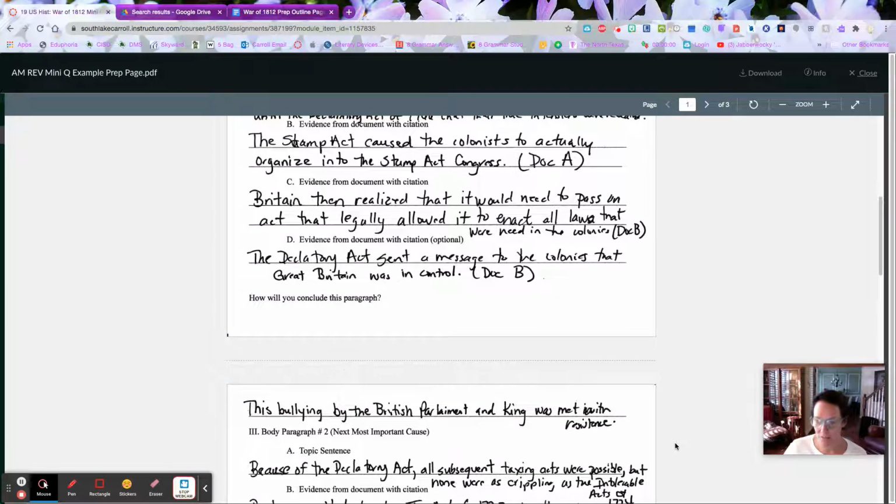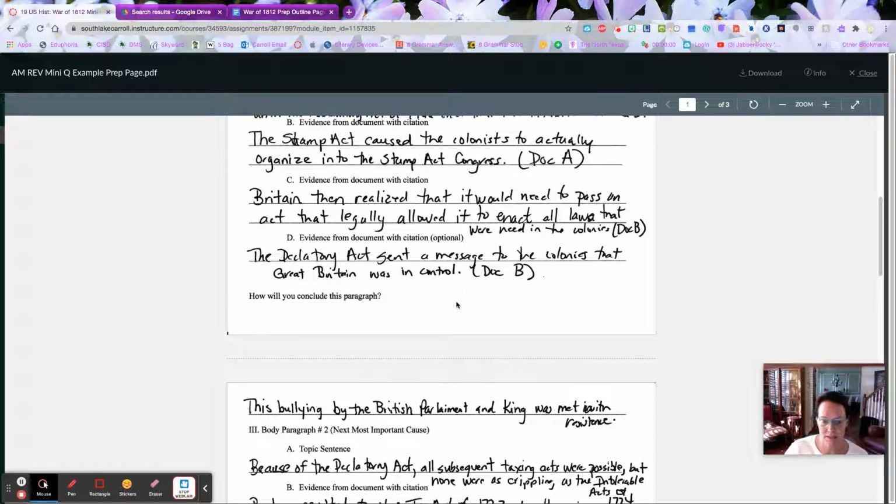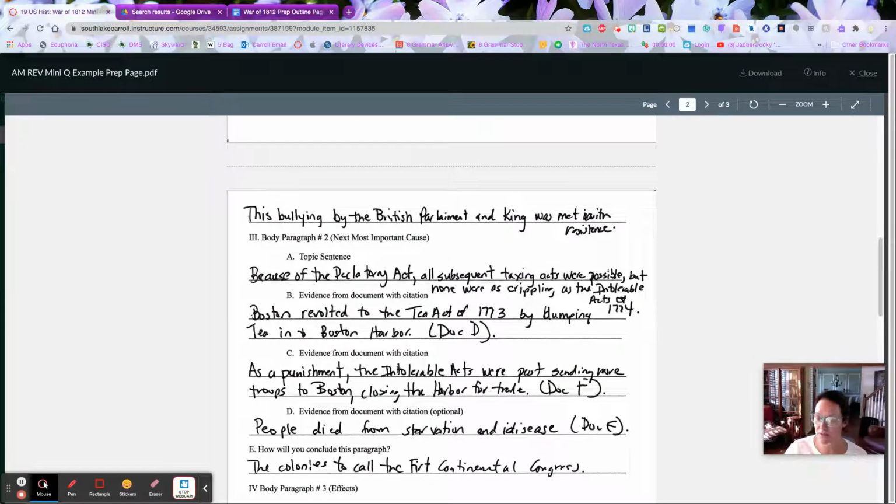How you're going to conclude the paragraph is important too, because you guys like to end on a citation, and you should not be doing that in your research or in a mini-Q, because you've got to come up with a conclusion for that paragraph that either transitions into the next one or wraps up the paragraph that you just wrote. The second body paragraph is actually going to be the second most important cause. I like to touch on what I just started on in my topic sentence and then move on to whatever it is that I'm talking about in this paragraph.